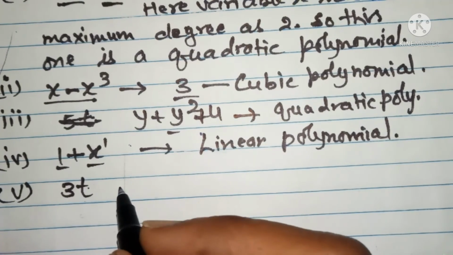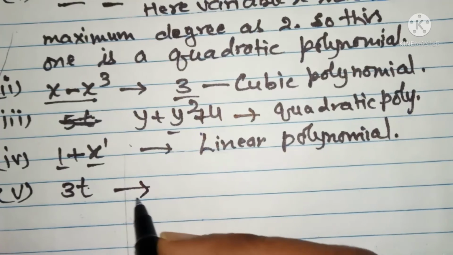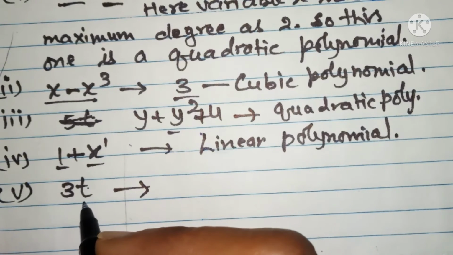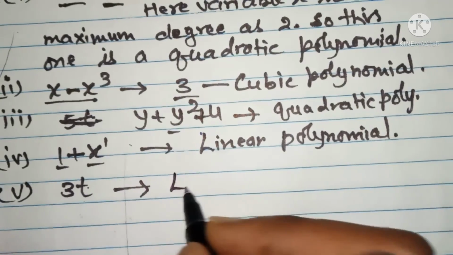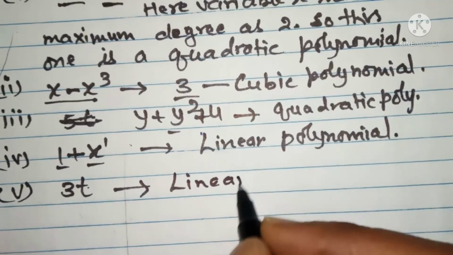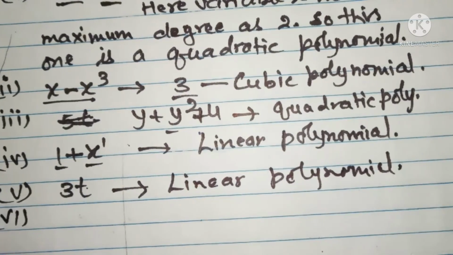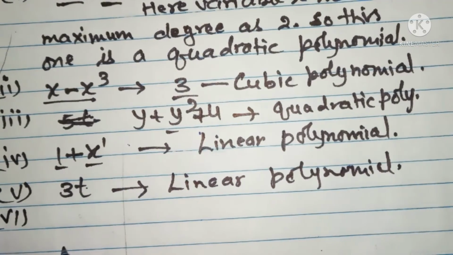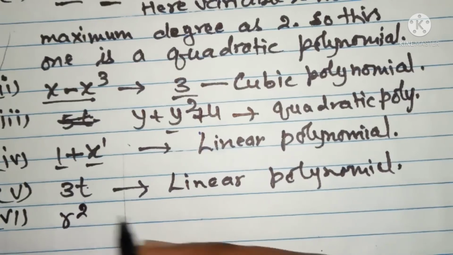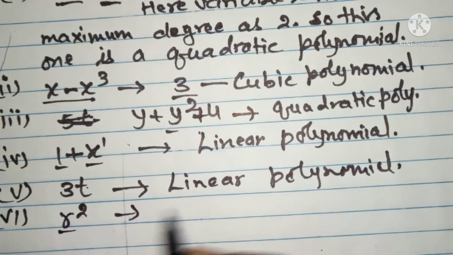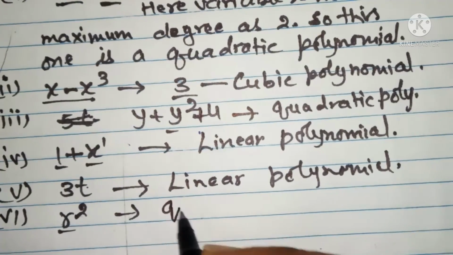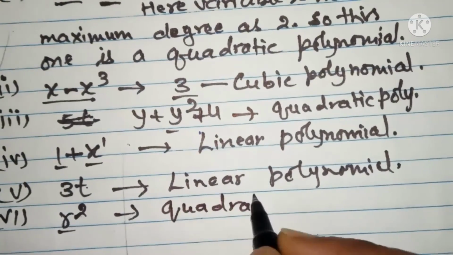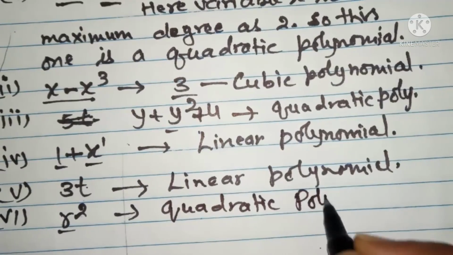In part 5, we are given 3t as a polynomial. Here t is a variable which has its maximum power as 1, so it will also be a linear polynomial. In the sixth part, we are given r square in which the variable is r and it has its maximum power as 2, so it will be a quadratic polynomial.